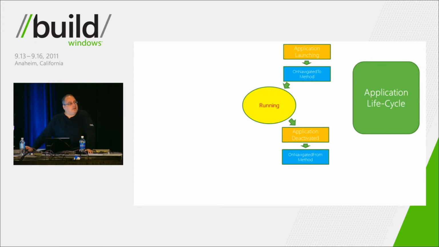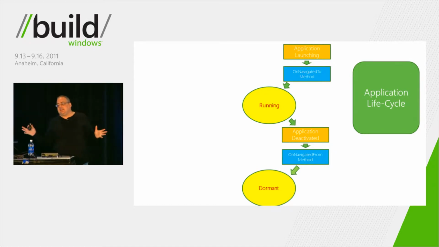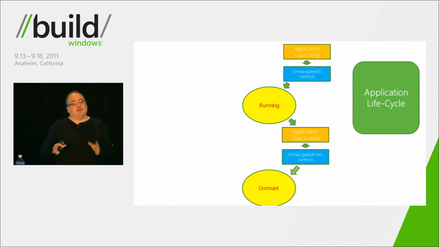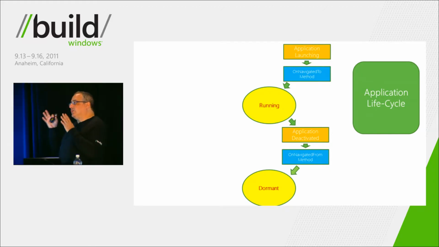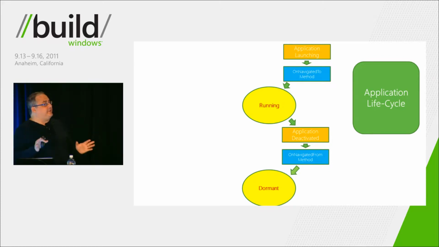Now in Mango, rather than going to the tombstone state, you now go into what is called the dormant state. And what's wonderful about the dormant state is that all of your state is maintained. All of whatever is in your controls, whatever is on the page, is all maintained for you. If it were true that you would go from running to dormant and back to running, there would be nothing to do, and life would be particularly easy.